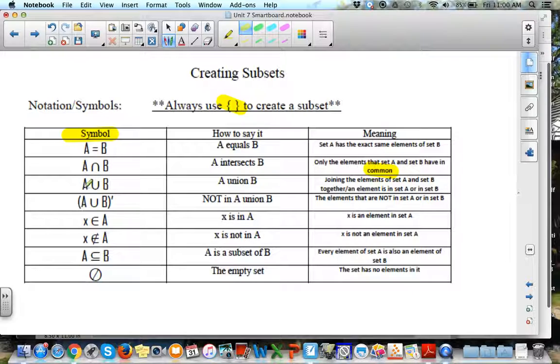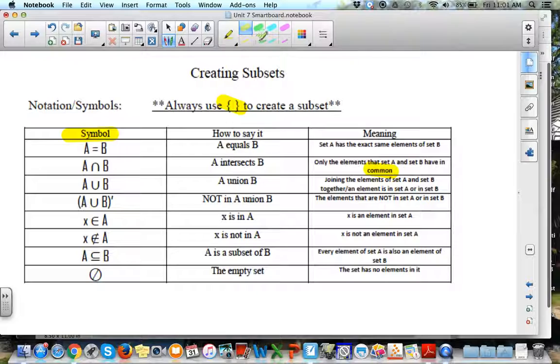This is set A unioned with set B, and that's where we join the elements that are in set A with the elements of set B. So it's not the ones they have in common, it's just any elements that are in one or the other. Could be in both, but if it's in A or it's in B, it gets to be in the union of A and B.